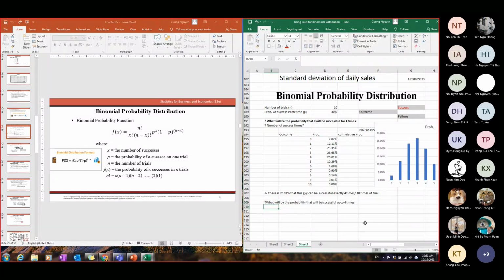What does it mean? It means I can succeed 4 times, but maybe I would just succeed 3 times, 2 times, 1 time, or 0 times. So the cumulative probability will actually just be the sum of all the ones smaller than that. Okay, and that will be this one. I can generate it by just calculating it myself.